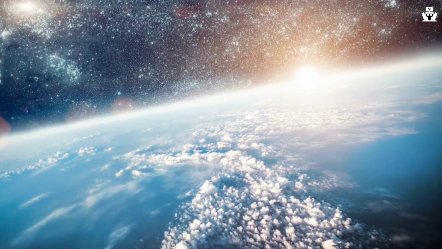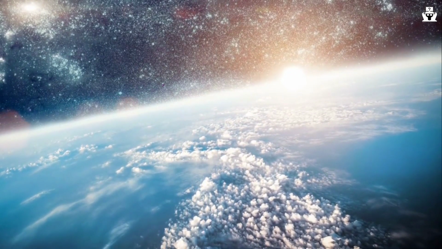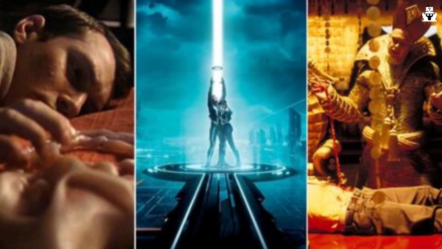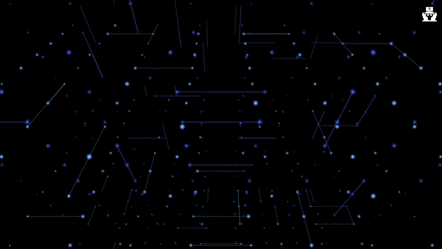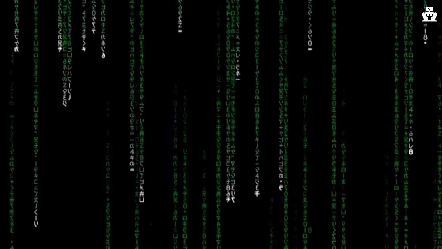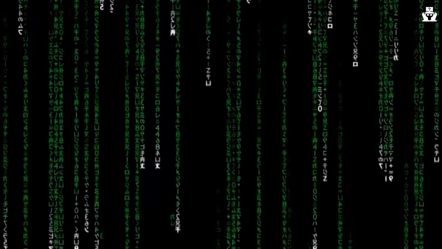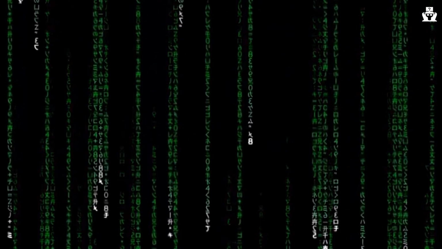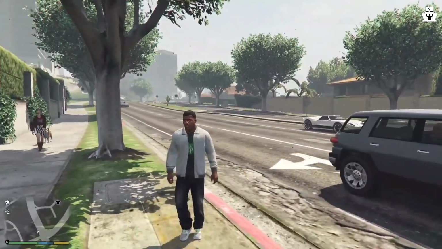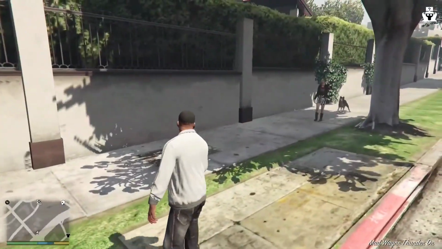Origin of the simulation theory. The idea of a simulated reality is not new, and it has been explored in science fiction for decades. However, the modern concept of the simulation theory is largely attributed to the philosopher Nick Bostrom, who presented the argument in a 2003 paper titled, "Are You Living in a Computer Simulation?" In this paper, Bostrom suggests that if technological advancements continue at their current rate, it's likely that a civilization with the capability to create a simulated reality will emerge in the future.